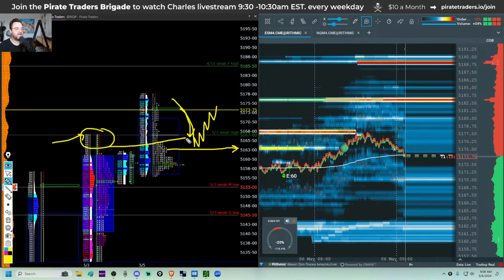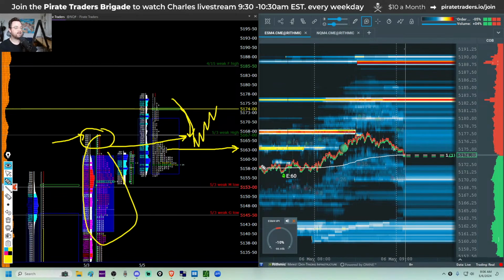If we fill the gap and we do not spend a lot of time inside yesterday's range, we don't spend a lot of time below 67, we don't bring in a lot of volume below 67, well, then that is also a gap and go, which increases the odds of heading up to test 85. Okay? Same thing as if we didn't fill the gap.